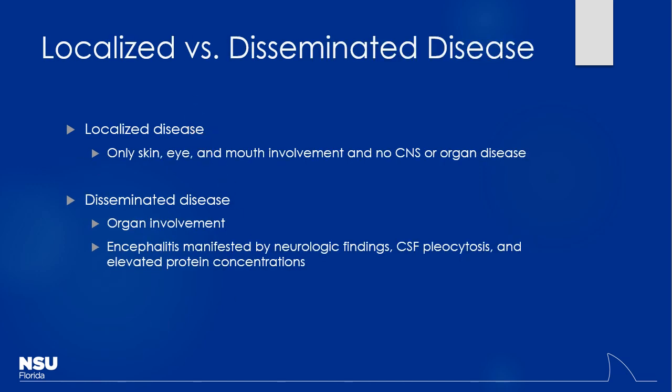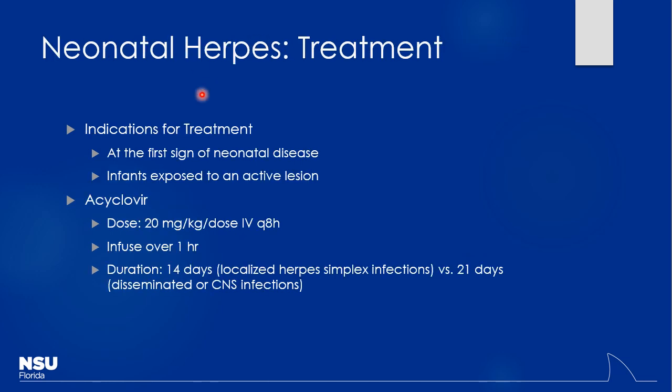Now, depending on how the disease is going to be, how local or disseminated it is, can determine what kind of treatment you're going to be administering for these patients. In some cases, you may find actual prophylactic treatment if we know mom's a known carrier. But looking at treatment, obviously if you have the first sign of neonatal disease, because we know they're not going to have a good immune system to fight this off, we're going to go ahead and start treatment. And the main thing we're going to be using is acyclovir, right?